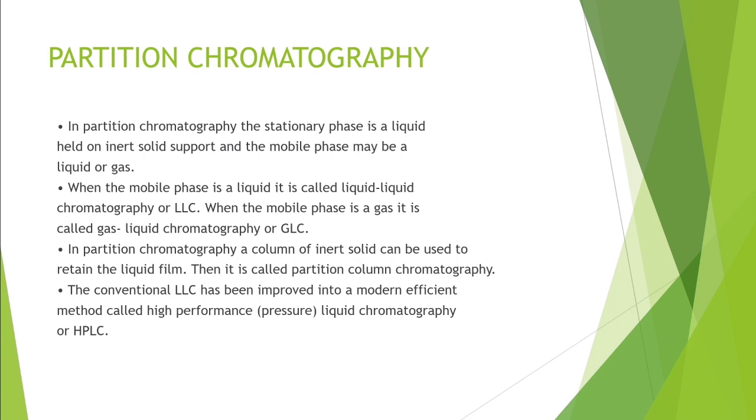In partition chromatography, a column of inert solid can be used to retain the liquid film. This is called partition column chromatography. The conventional LLC has been improved into a modern efficient method called high performance pressure liquid chromatography or HPLC.